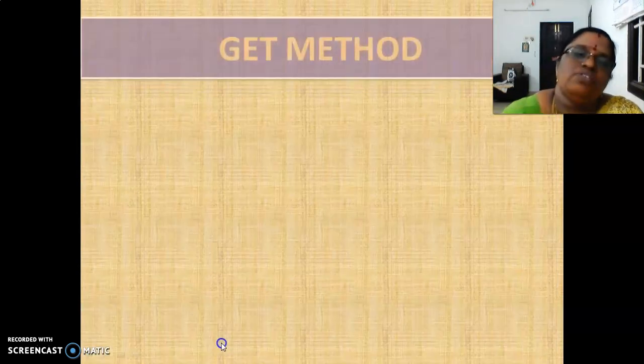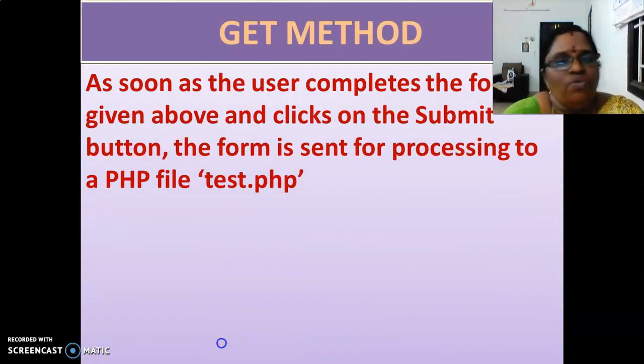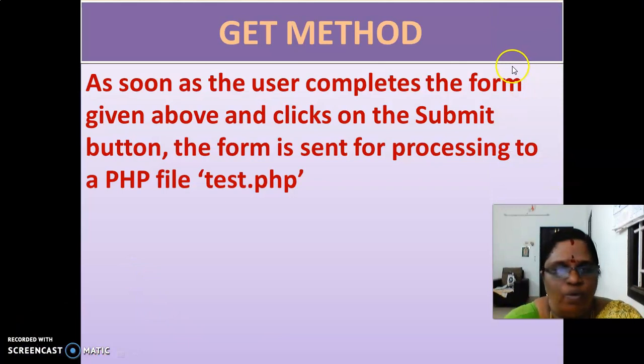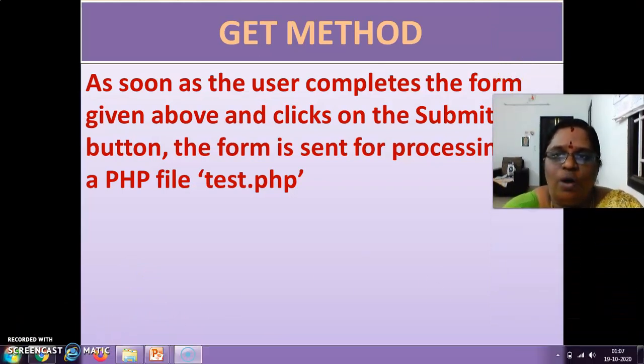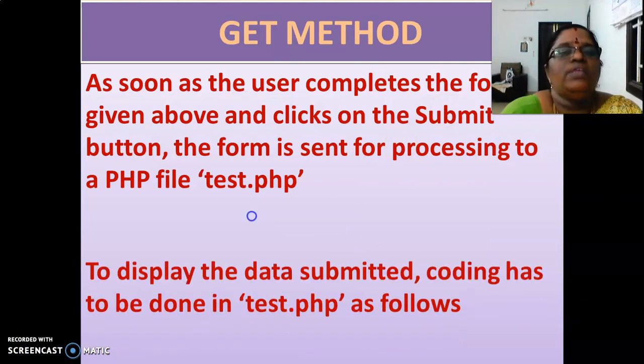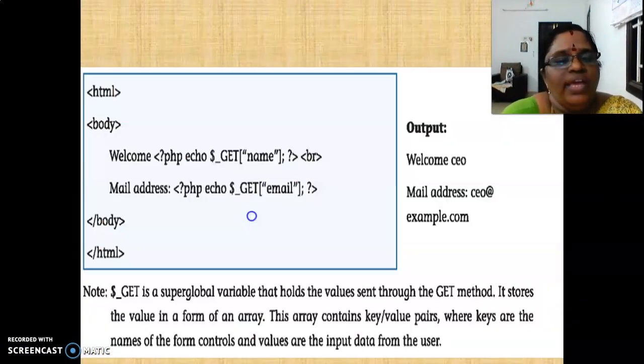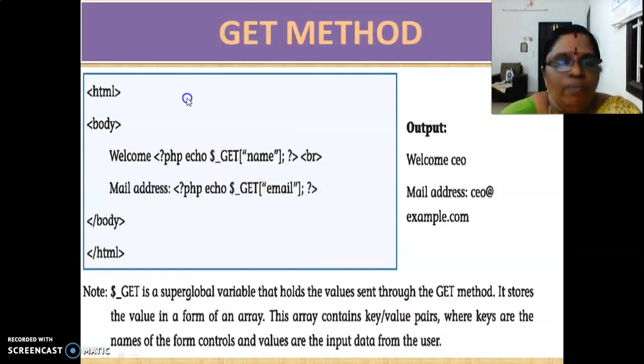In this test.php program, as soon as the user completes the form given above and clicks on the submit button, the form is sent for processing to the PHP file test.php. After this, to display the submitted data, coding has to be done. This is the PHP test.php program. We are using this super global variable. We are displaying the form elements one by one. So the super global variable is in the form of an array. All the data will be stored here and it will be displayed like this.